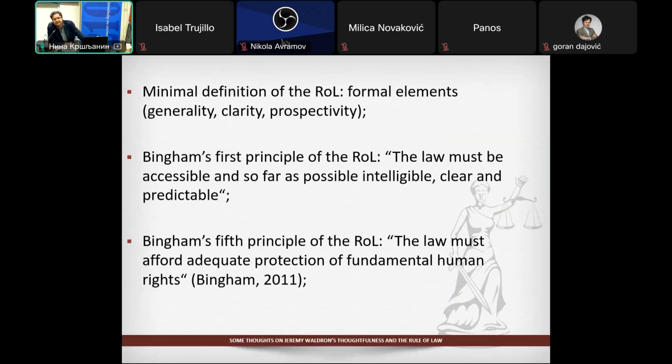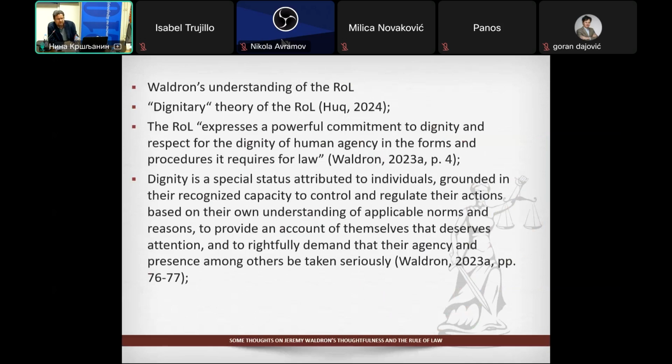But there are also substantive theories, and the example that is most often mentioned within this discourse is Tom Bingham's theory of the rule of law, where one of his principles is the fifth principle that the law must afford adequate protection of fundamental human rights. So what about Waldron's understanding of the rule of law?